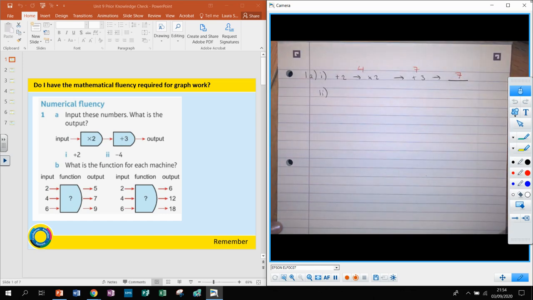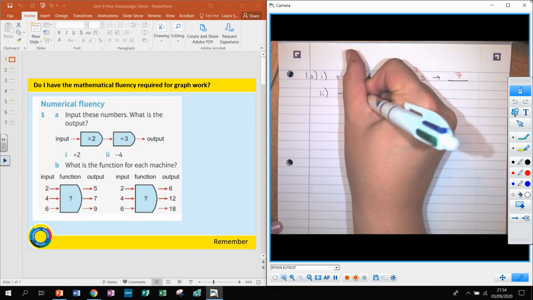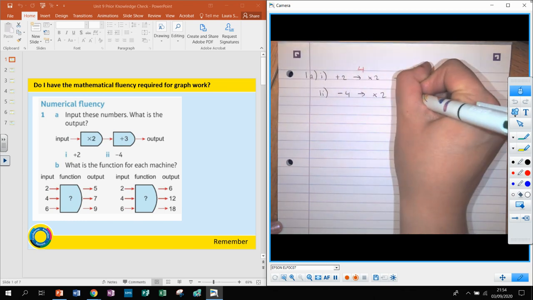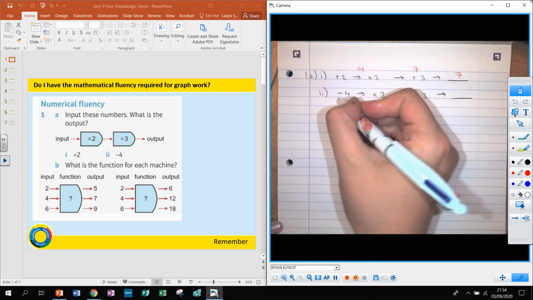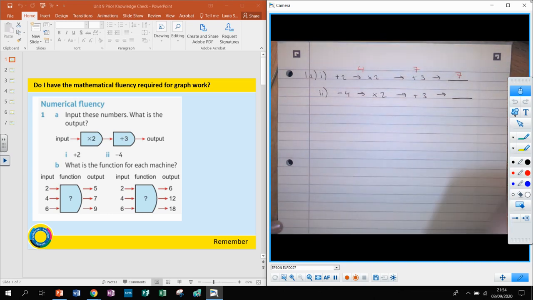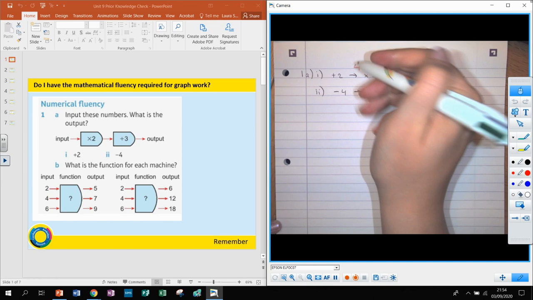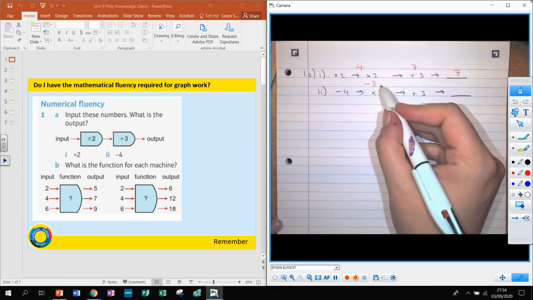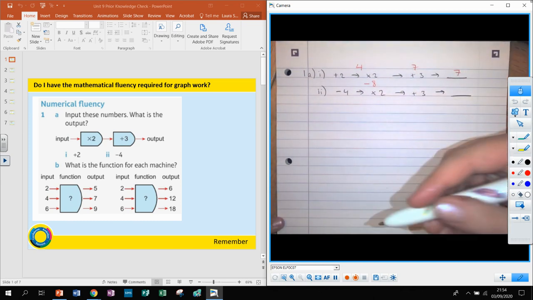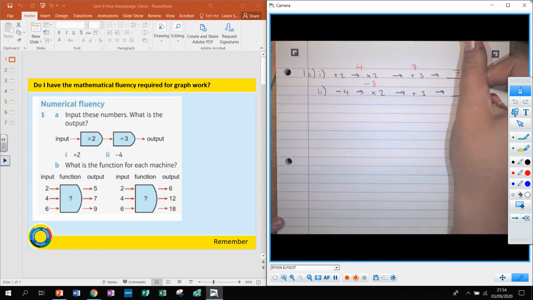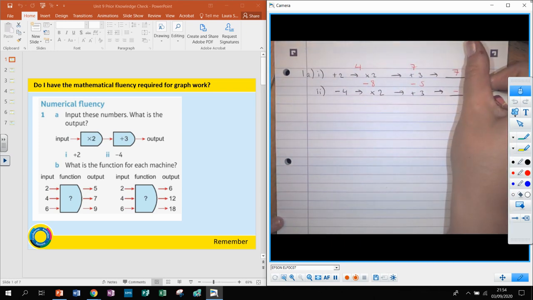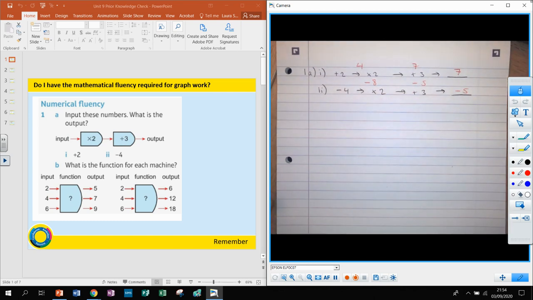Part 2. Okay, we are putting in a negative 4, same function machine, so let's just copy that out. And that gives us our output. So negative 4 times a 2, well, a negative times a positive, okay, is a negative still, so that would be negative 8. And then negative 8 add 3, we are getting more positive, so less negative. So that means we're going to have negative 5 as our final answer. Okay.